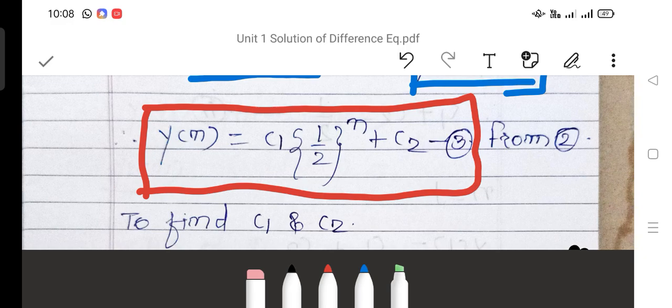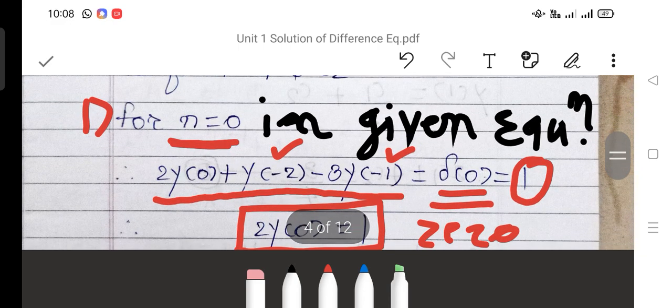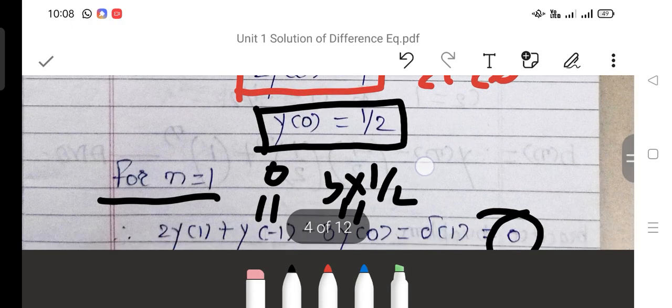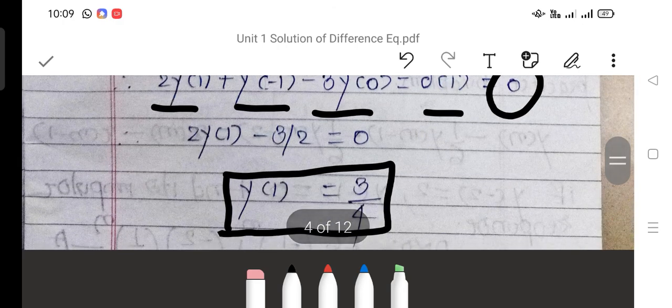Now this is not the complete answer. We have to determine c1 and c2. As there are two unknowns, we need two simultaneous equations. For that purpose we use our original difference equation, numbered equation number 1. We put n equals 0 and get y of 0 equals 1 by 2. Similarly, by putting n equals 1, we get y of 1 equals 3 by 4.